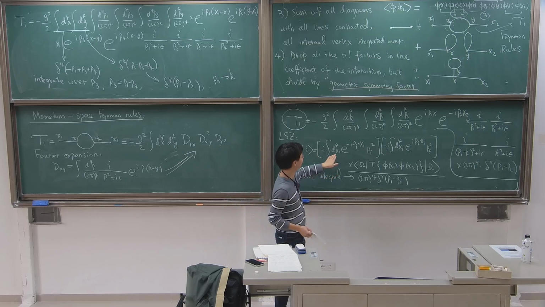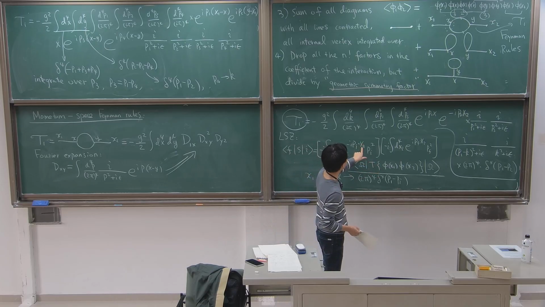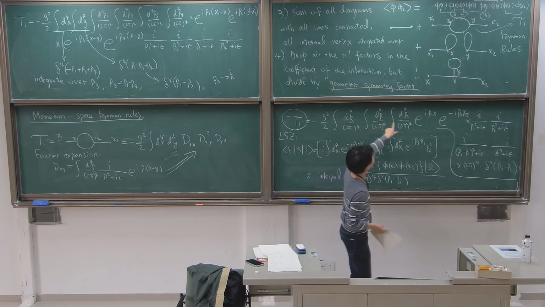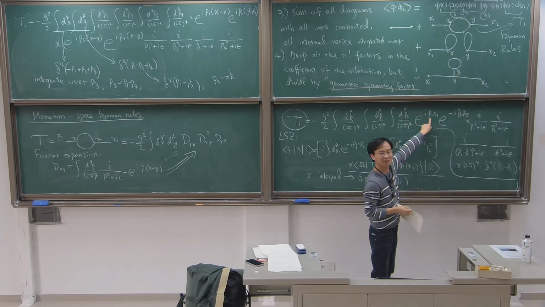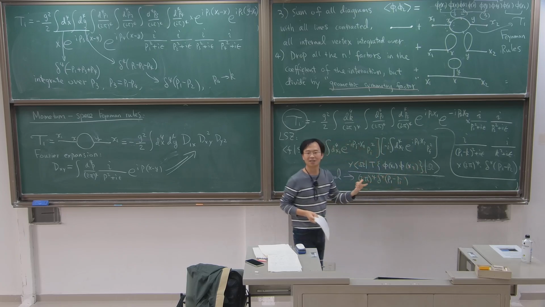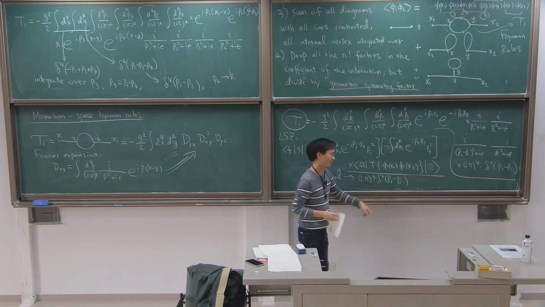For instance, you can first perform the x1 integral. Let's count. The x1 is only combined with p1, right? So there's a delta function of pi minus p1. You see? What do you get?